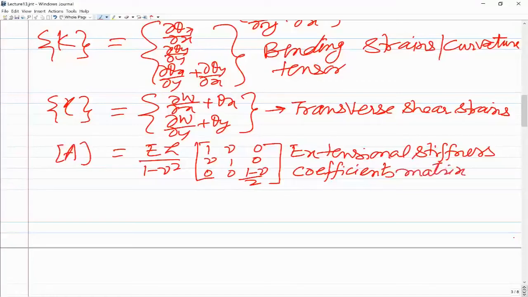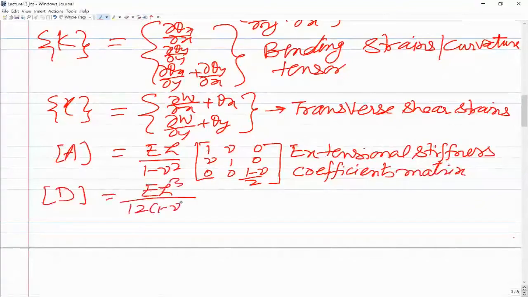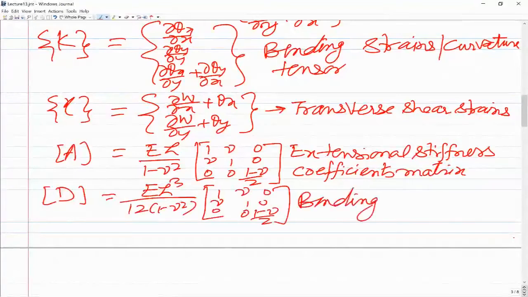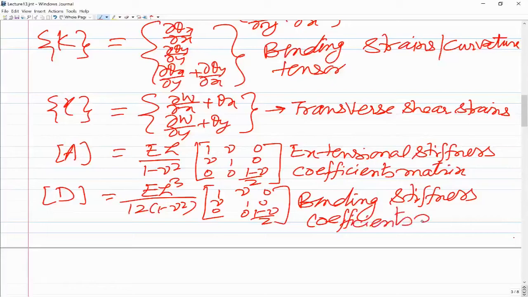matrix. And then D you already know, D is the same, that is we have already derived that E h cube upon 12 into 1 minus nu square, and then the matrix 1 nu 0, nu 1 0, 0 0 (1 minus nu) by 2. So this is the bending stiffness coefficients matrix.